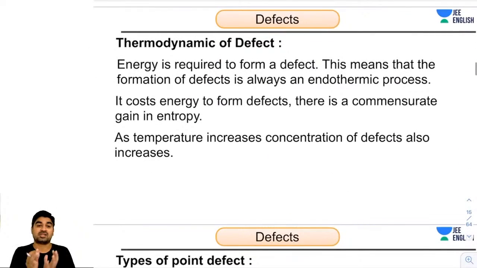What is the thermodynamics of these defects? So guys, how can you create a defect? Can any of you tell me? Yes, you can write in the chat box. How can you create the defects? Tell me guys, is there a way to create the defect?